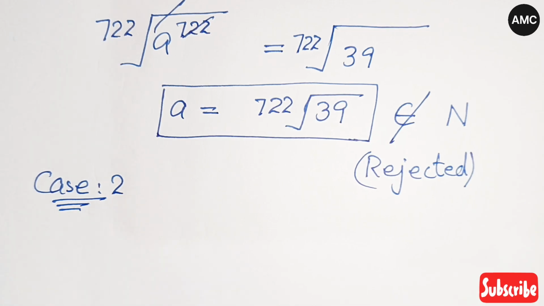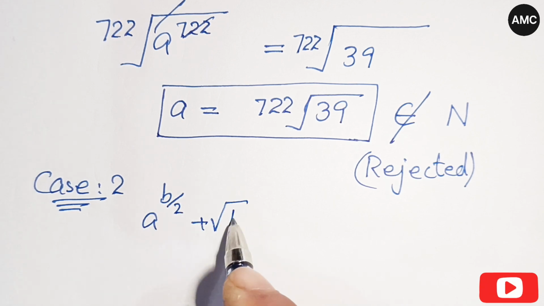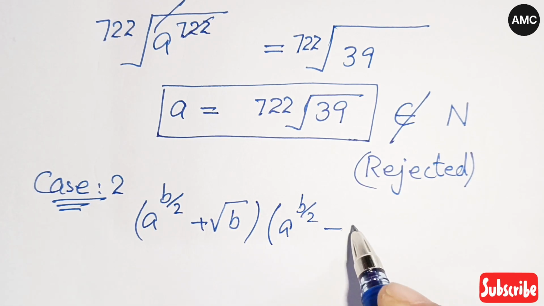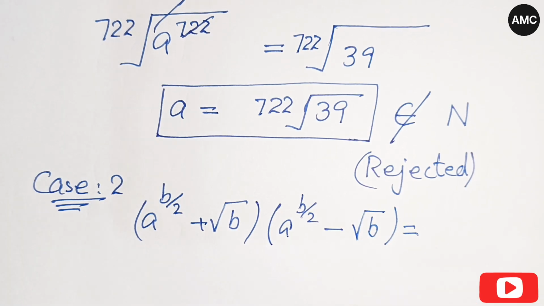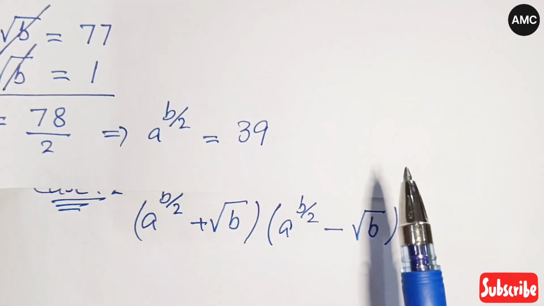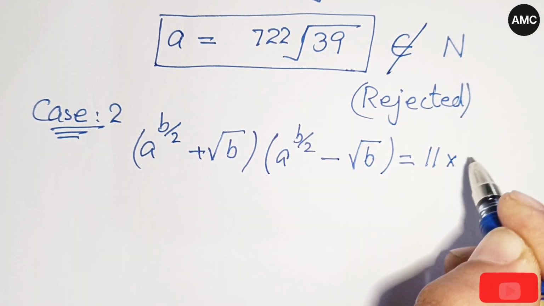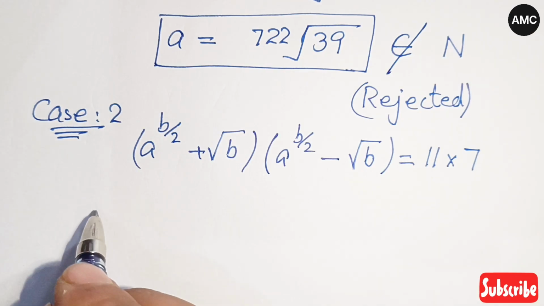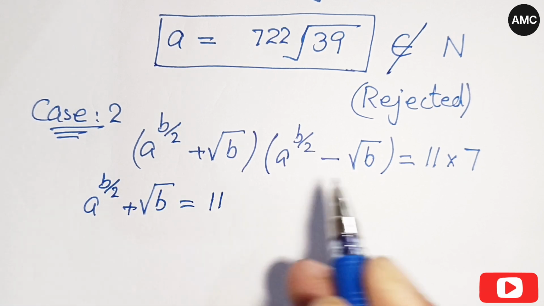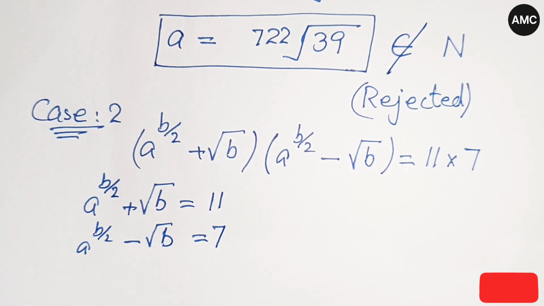So here case 2 is: a to the power b over 2 plus square root of b times a to the power b over 2 minus square root of b is equal to, here we have our second valid case, 11 times 7. Our first equation is a to the power b over 2 plus square root of b is equal to 11, and similarly a to the power b over 2 minus square root of b is equal to 7.